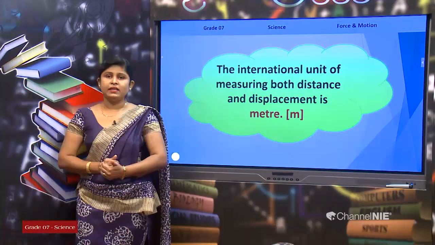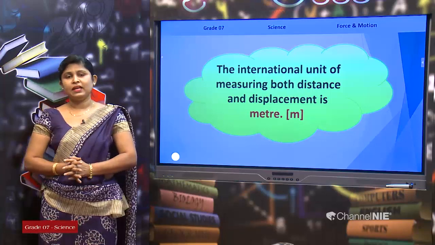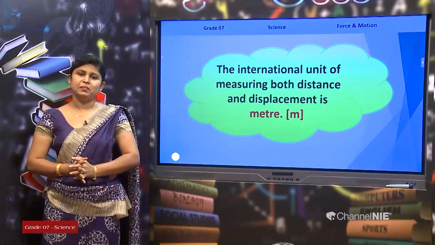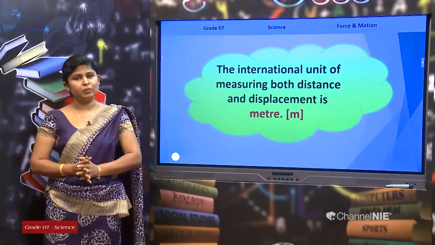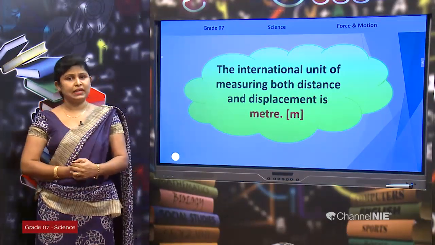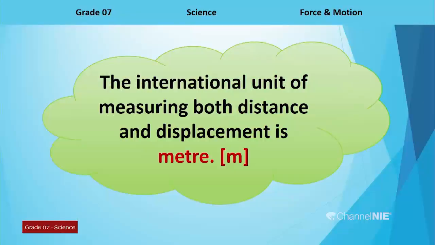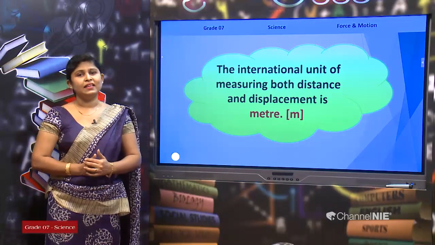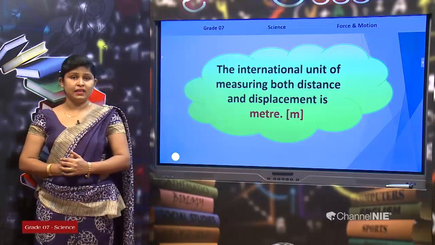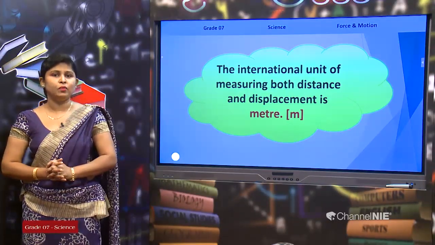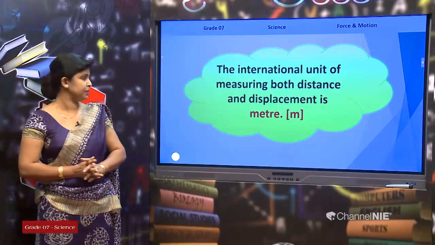Both distance and displacement are lengths. In science, we measure lengths in millimeters, meters and kilometers. But the international unit of measuring length is the meter. The symbol is simply m, as given on the screen. So, to measure distance and displacement also we use the meter. The international unit of measuring both distance and displacement is the meter. You have to understand that both distance and displacement are lengths. We have to use the meter for measuring distance and displacement.